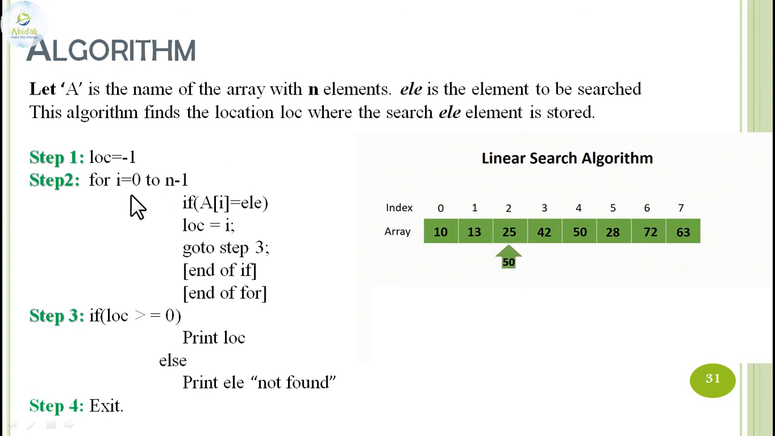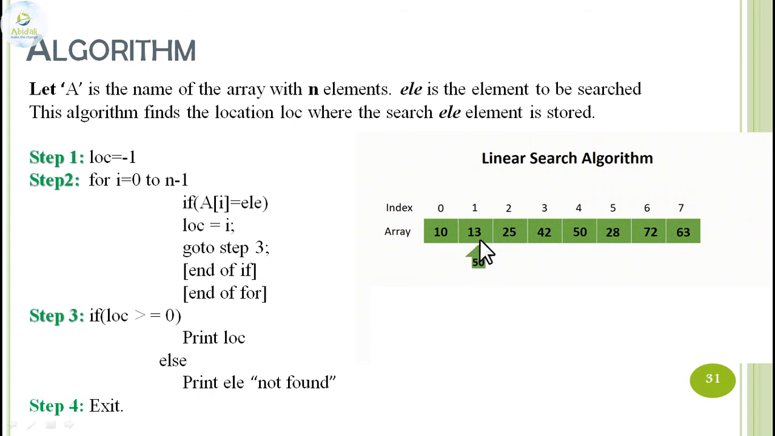So the beginning will be 0 and it will be moving till n minus 1, where n is equal to 8. 8 minus 1 is 7. Till 7 it will be moving. So the very first value, i is equal to 0. The element located at A of 0, or array of 0, will be compared. The search element we are searching for is 50 over here.